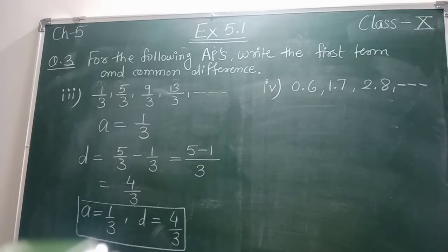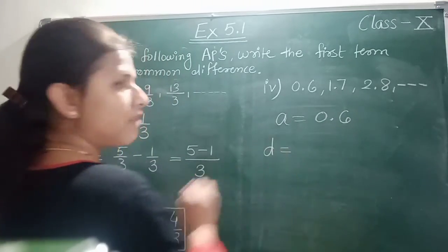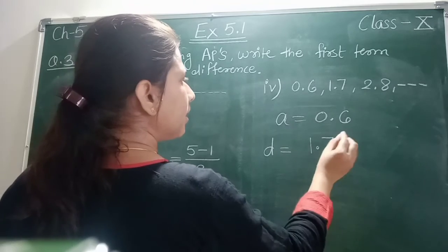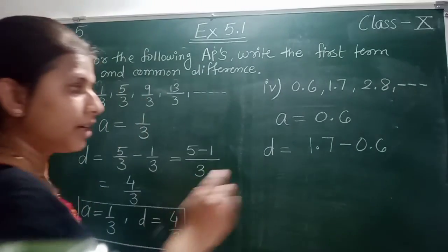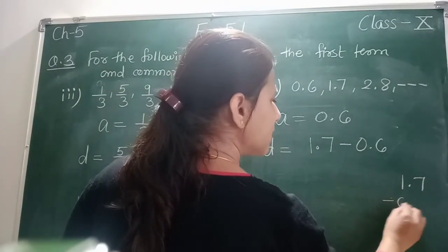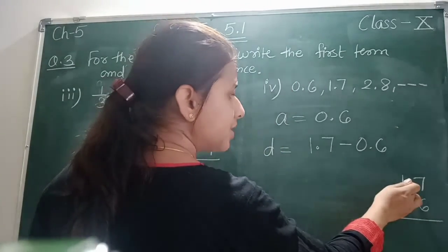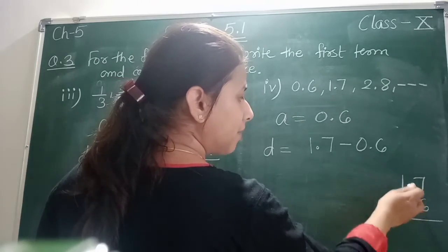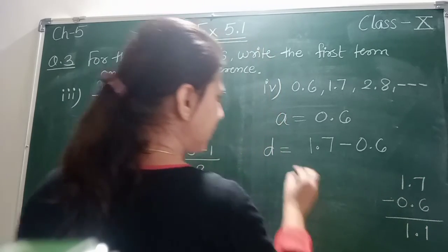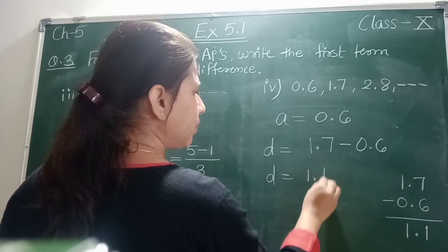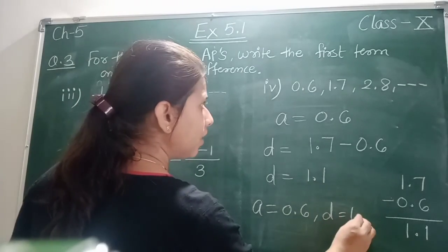Now we will solve the fourth part. Here you can see the first term is 0.6. For finding the value of d, we will subtract 0.6 from 1.7, that is 1.7 minus 0.6. Student, at the time of subtraction, be careful. This decimal point will come after this decimal point. Now we will subtract 7 minus 6, 1 and 1. So the common difference is 1.1. So for this particular question, the value of a is 0.6 and the value of d is 1.1.